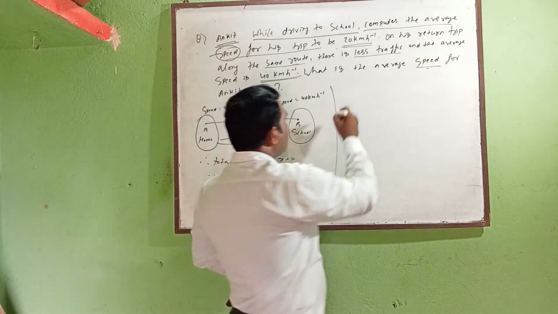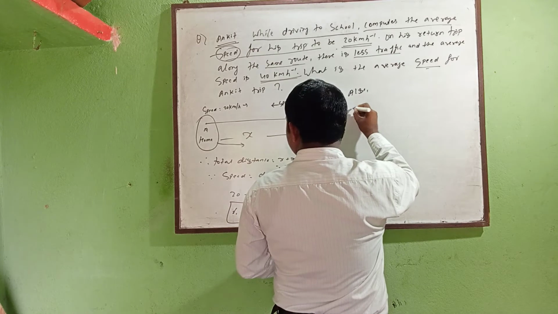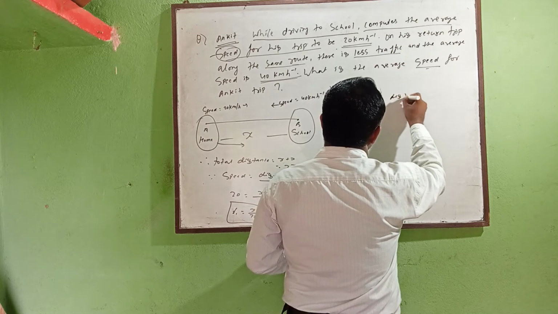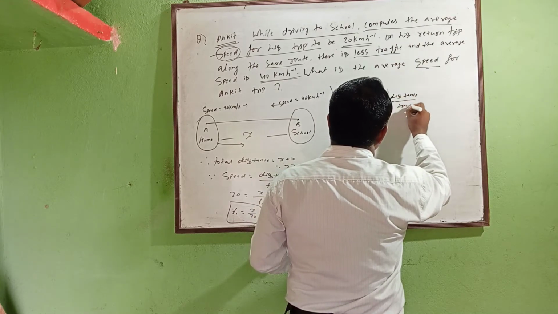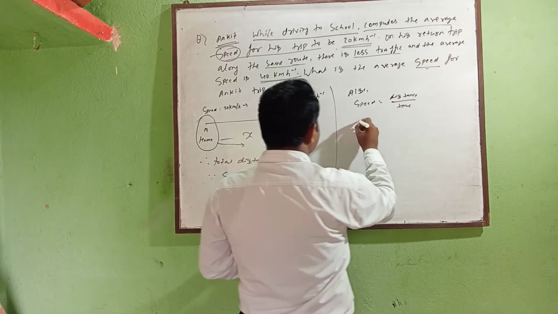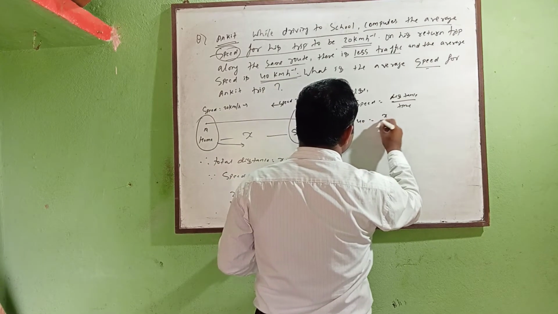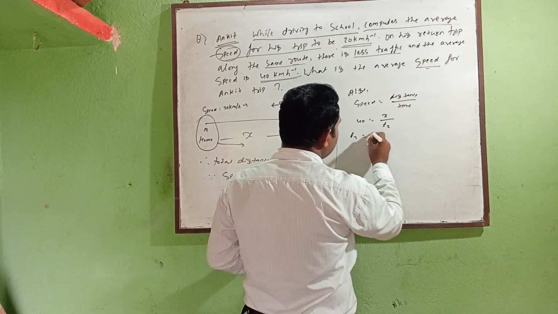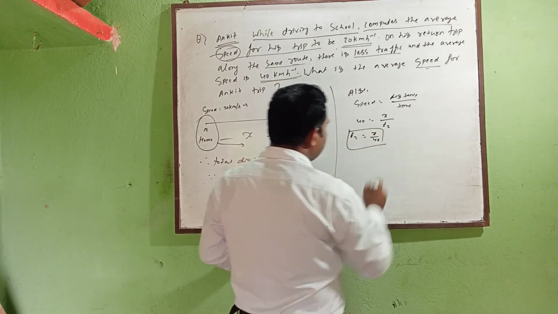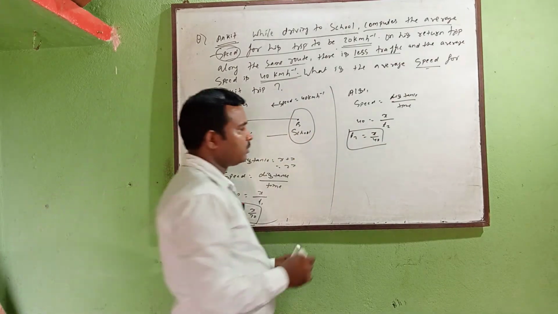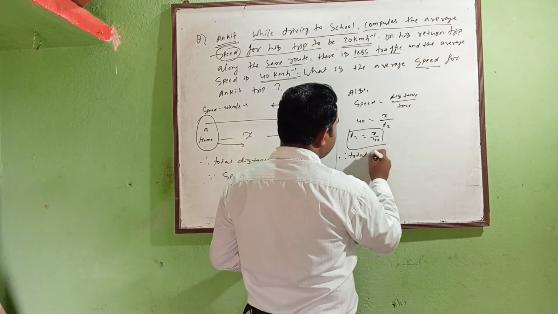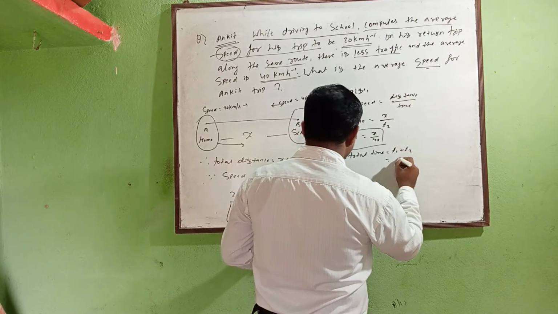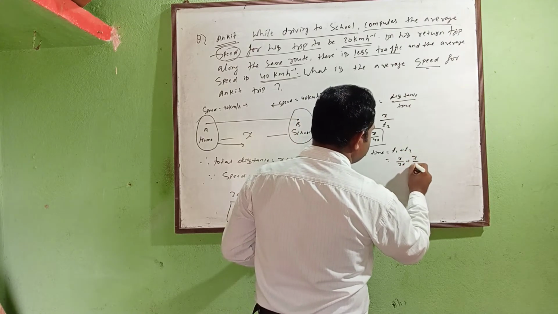Similarly, you can find it by the same process. Speed equals distance by time. Now the second speed is 40 equals distance x over time t2. Again you cross multiply, so t2 equals x by 40. Now we have t1 and t2, so the total time equals t1 plus t2, which is x by 20 plus x by 40.